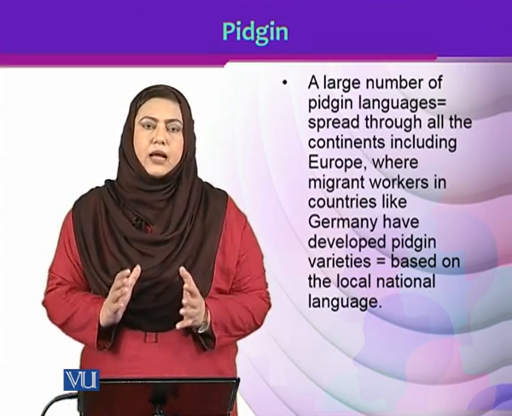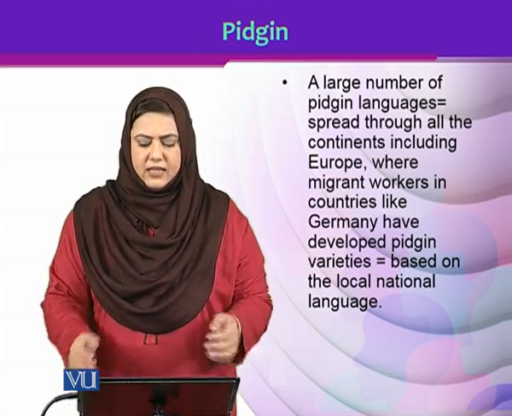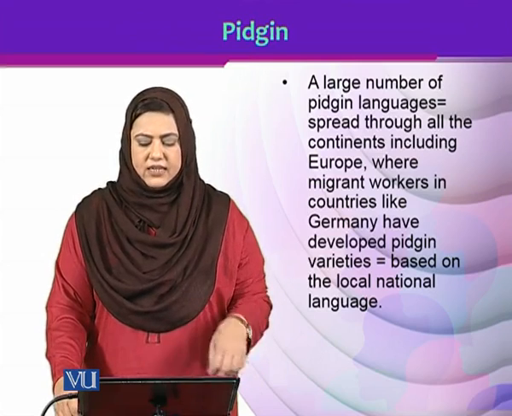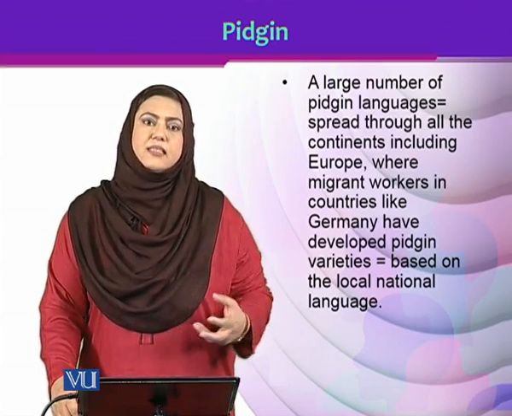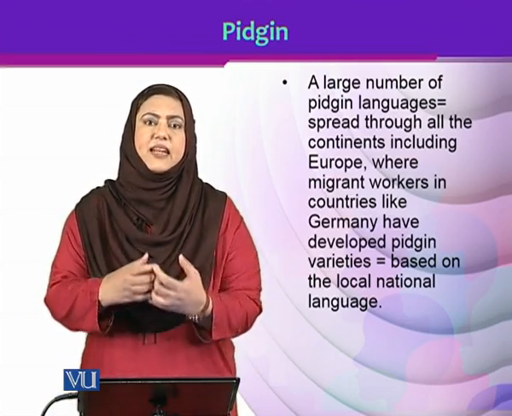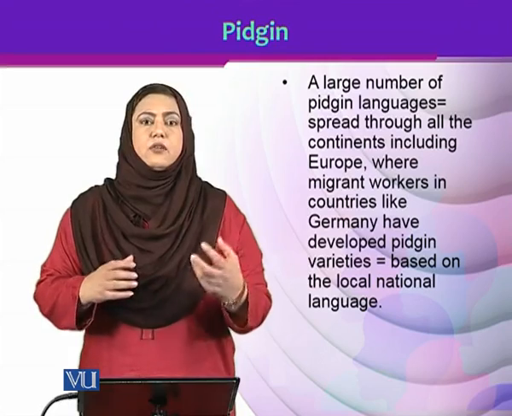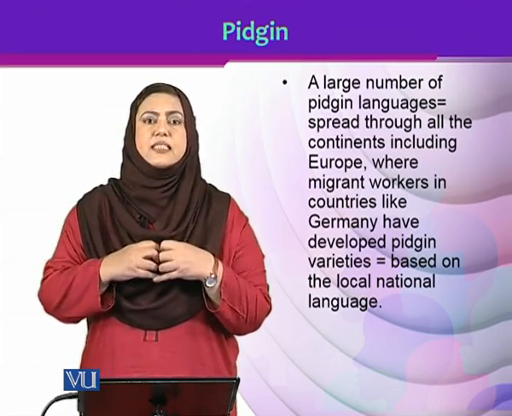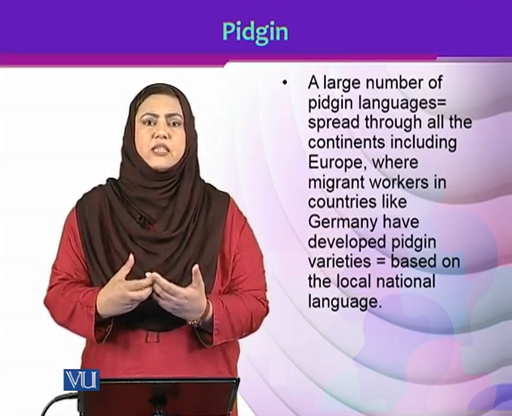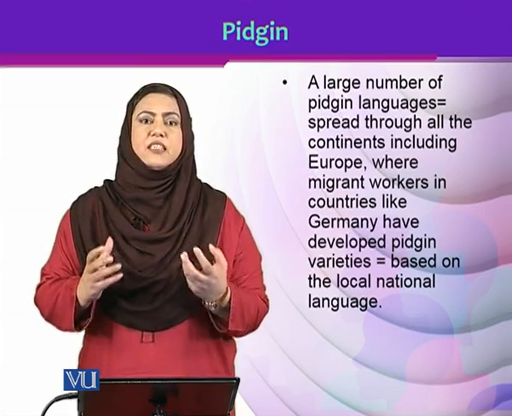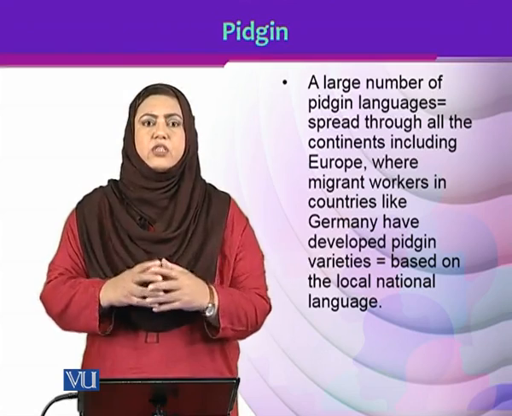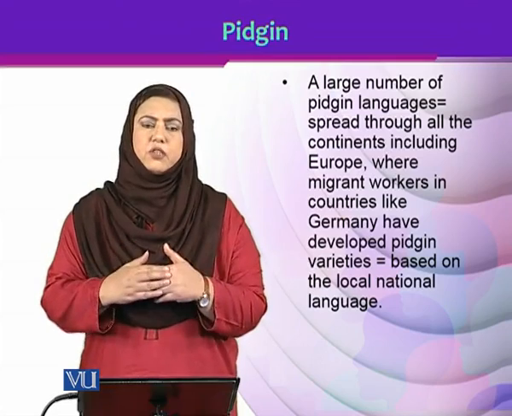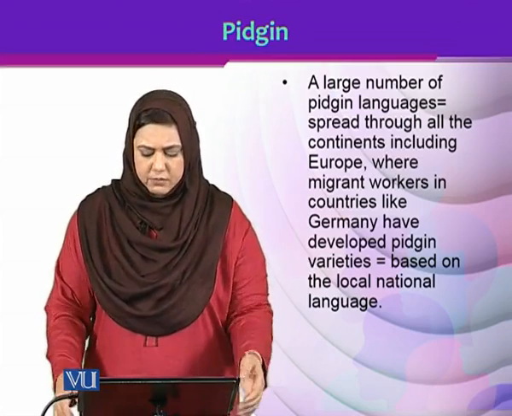If we look at the emergence of pidgins and their spread, a large number of pidgin languages have spread throughout the continents, including Europe, where people come as immigrants from different places and get settled. And when they get settled there, if the local language is, for example, A, and these people come with language B, they do not understand each other. And in order to communicate with each other, taking certain elements out of these languages, they create a new language. This new language does not have any precedence, has not been used before that, and this is called a pidgin language.